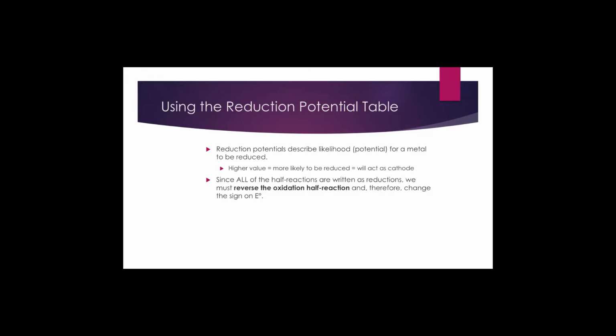Since all of the half reactions in the reduction potential table are written as reductions, we need to reverse the oxidation half reaction, therefore changing the sign on the voltage. For instance, if we determine that manganese is oxidized rather than reduced, we need to reverse the reduction reaction to make it into an oxidation reaction. Likewise, if the reduction potential was negative 1.18, its oxidation potential will be positive 1.18.